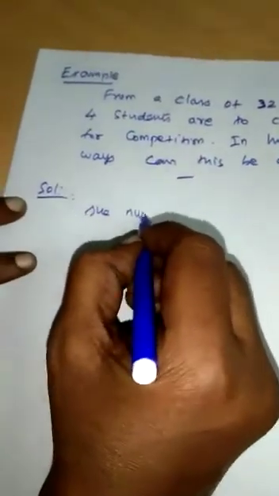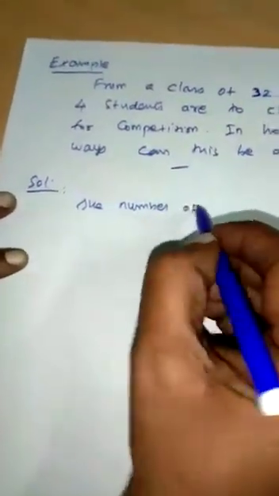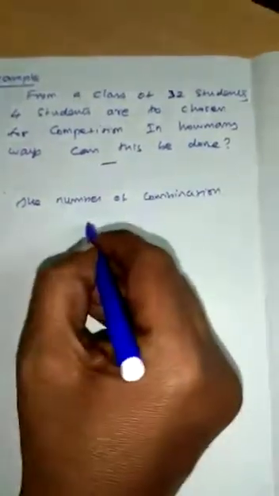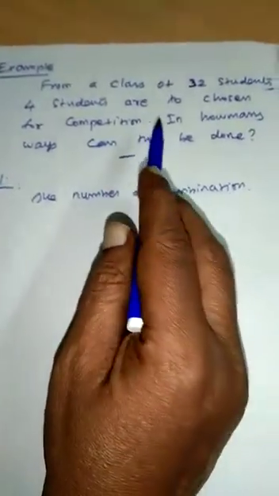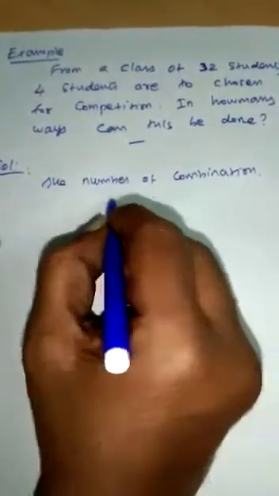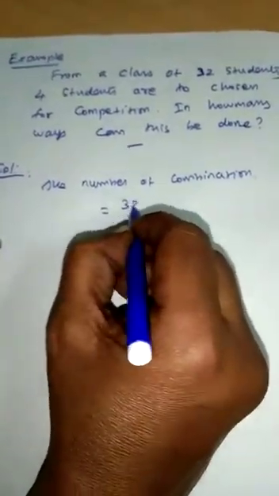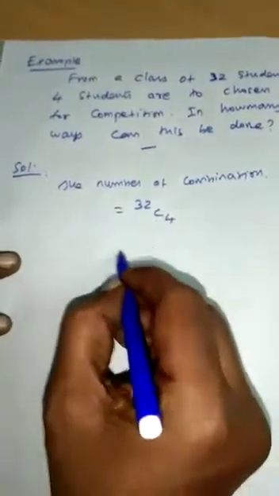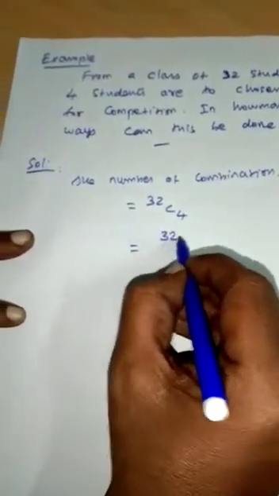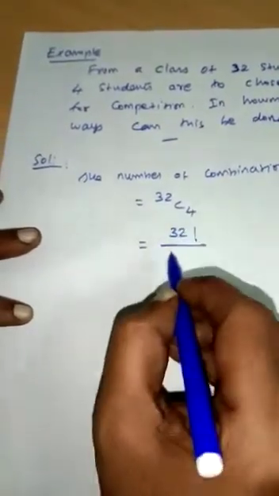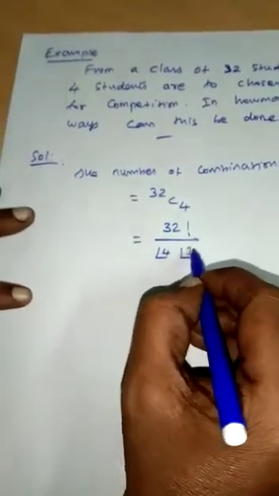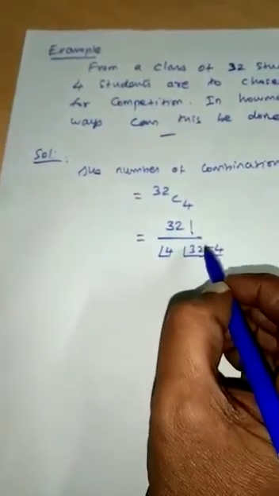Therefore, solution: the number of combinations. For 32 students total, we can select 4. Therefore, 32C4. By formula, we can write it as 32 factorial by 4 factorial into (32 minus 4) factorial.